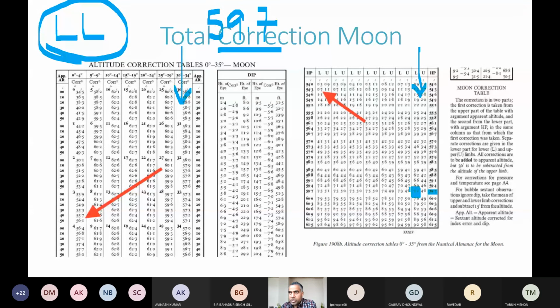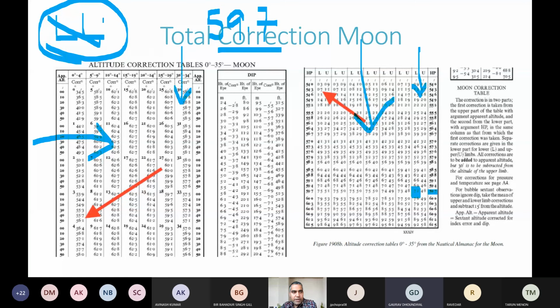The HP correction is always positive. Main correction and HP correction, both are always positive. There is no negative in this entire table. No negative. All are positive corrections. So you add the main correction as well as the HP correction, and the altitude is corrected. Okay, beta. Lower limb clear?